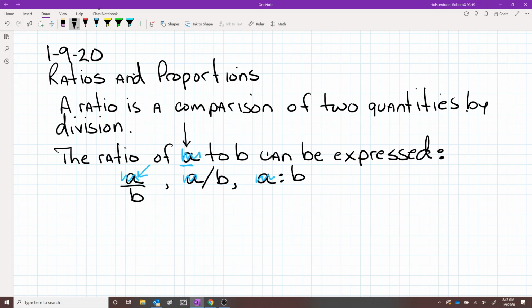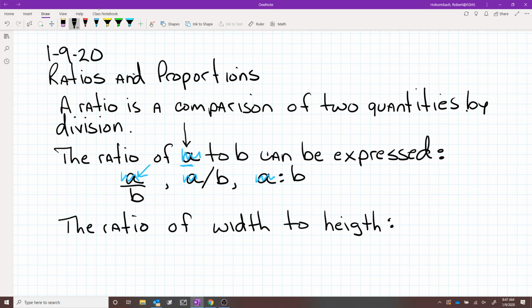So an example there of the ratio of width to height. Okay, your width is going to go on the top and your height is going to go on the bottom. All right? Or if you're writing the ratio horizontally, your width would go first and your height would go second. So width to height or width to height.